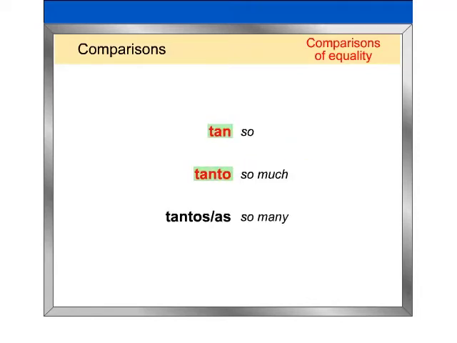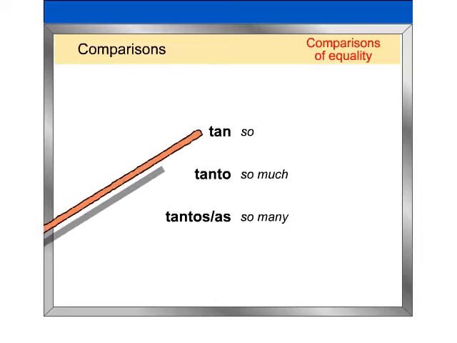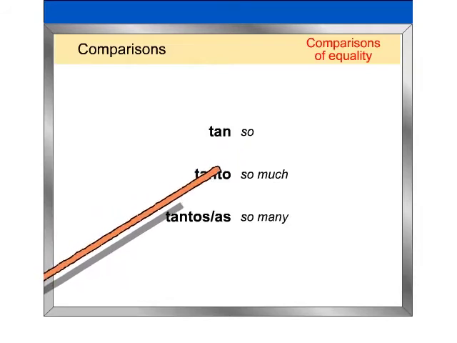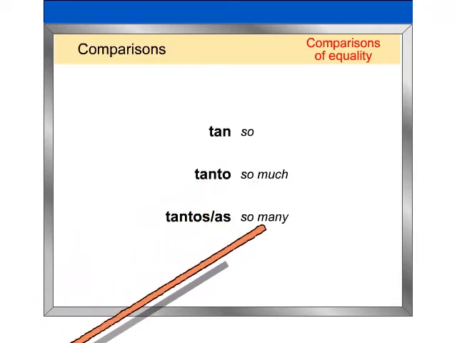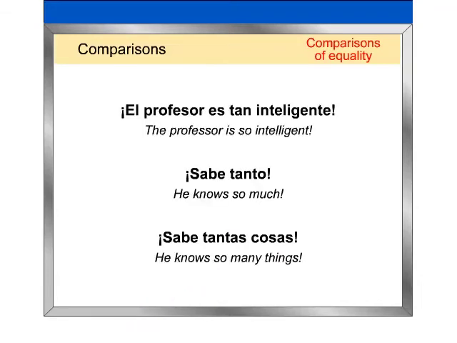Tan and tanto can also be used for emphasis rather than to compare. In these instances, they have different meanings. Tan, so. Tanto, so much. Tantos, tantas, so many. Here are some examples of tan and tanto used for emphasis. El profesor es tan inteligente. Sabe tanto. Sabe tantas cosas.